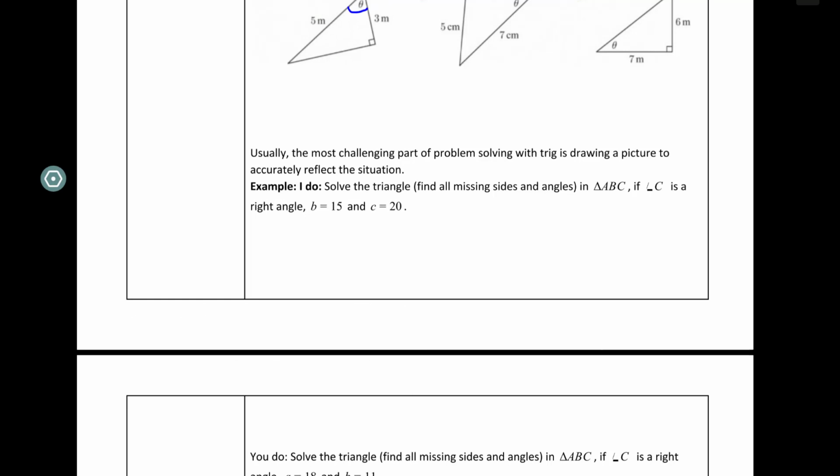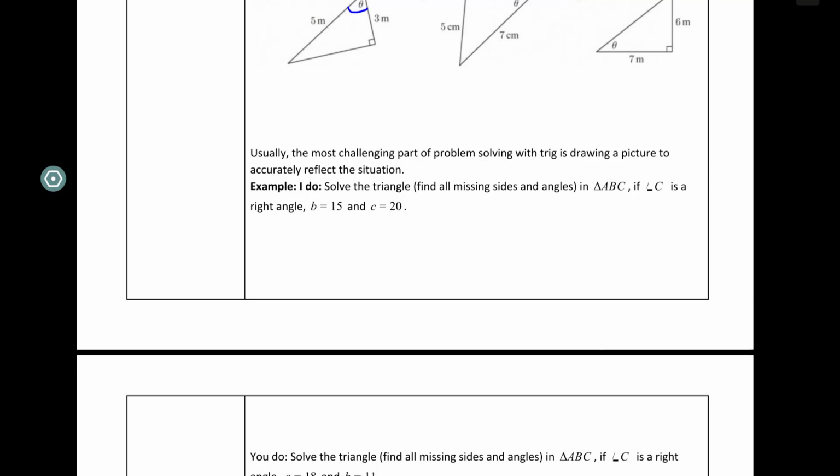Okay, so usually the most challenging part of a problem with trig is drawing the picture that's going to accurately reflect the situation. So let's take a look at an example together. I want to solve the triangle, which means find all the missing sides and angles in triangle ABC, where angle C is a right angle, B is 15, and C is 20.